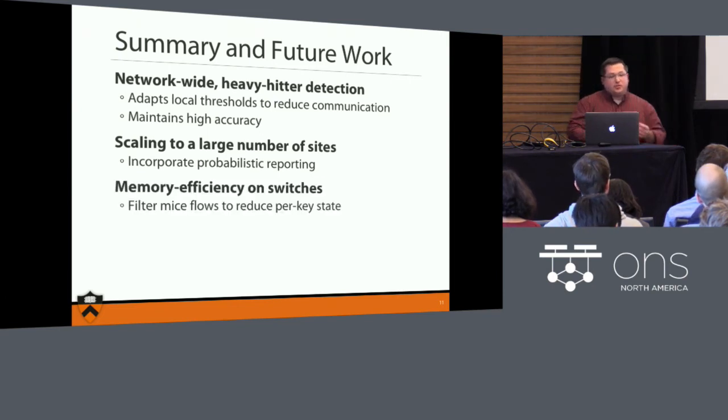We'd also like to improve the switch-level memory efficiency of our approach by filtering out mice flows with approximate data structures and only storing the per-flow state for those potential heavy hitters.